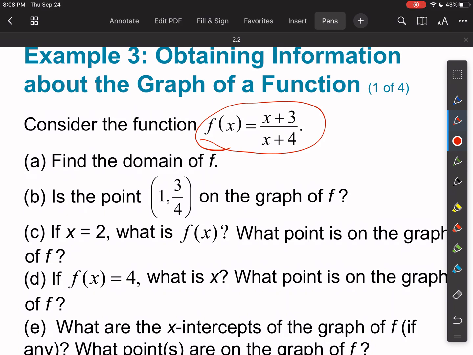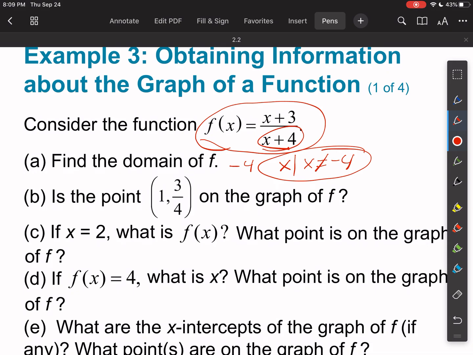So for the domain of this function, remember the domain is just the possible x values. I can plug whatever x value I want in here. The only one that I can't plug in is what makes this go to 0. So that would be -4, right? So it's the x values where x cannot equal -4. That is the domain.